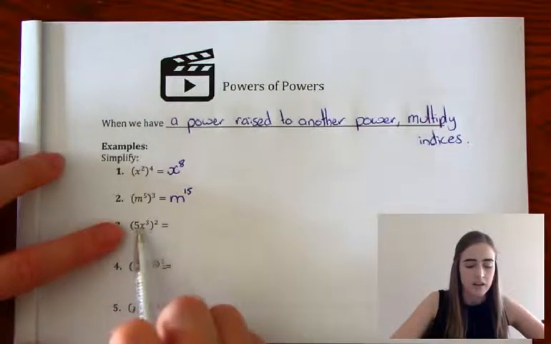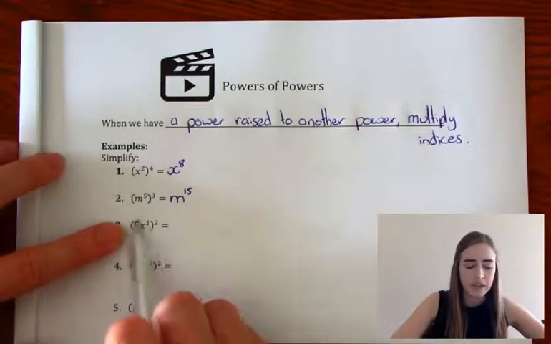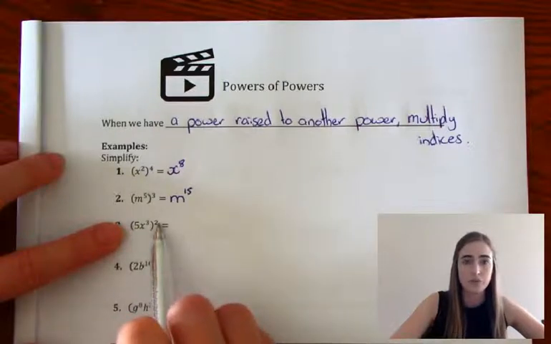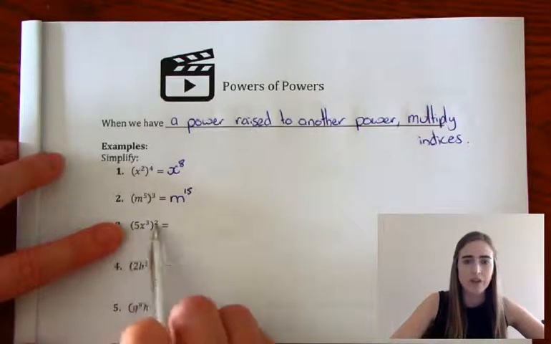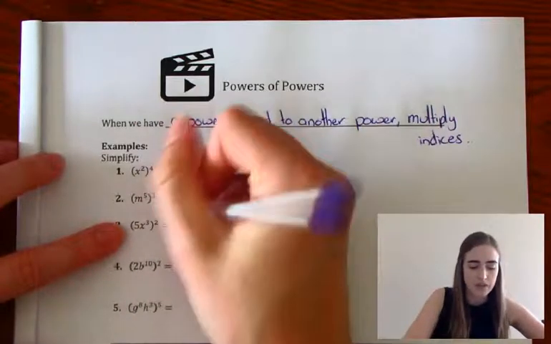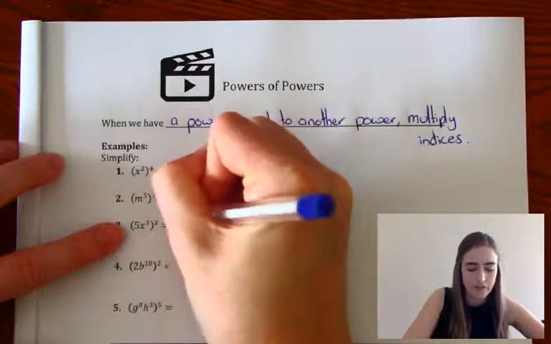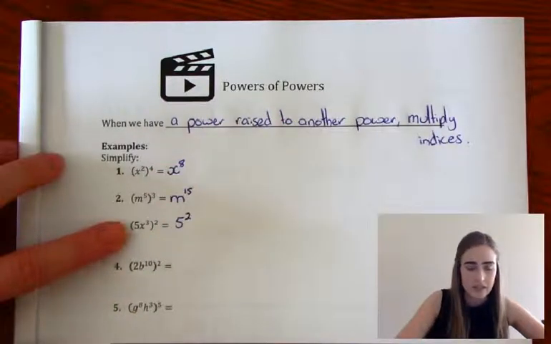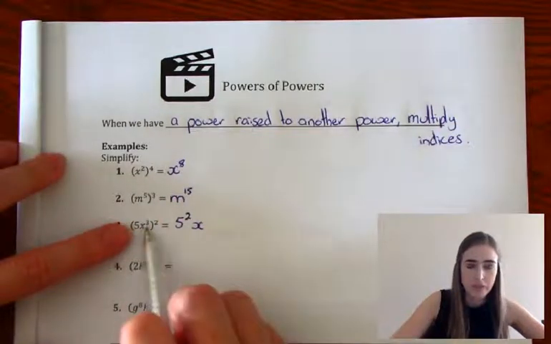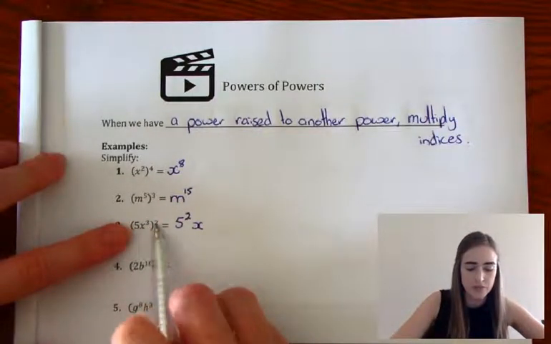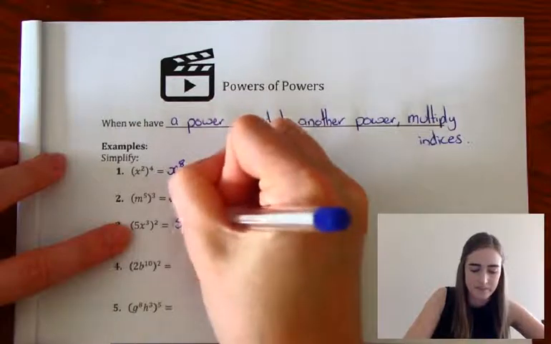Right. Now in this one, it's a little bit different. We've got 5x to the power of 3, and that whole thing is to the power of 2. So in this case, we've got that 5 in there as well. That 5 needs to be squared. So we're going to write it as 5 to the power of 2, or 5 squared. And then our x, and to figure out the power in the x, we'd have to go 3 times 2, which would give us 6.